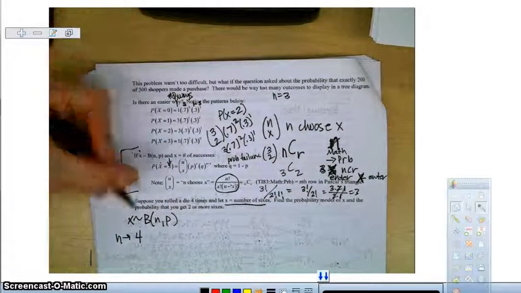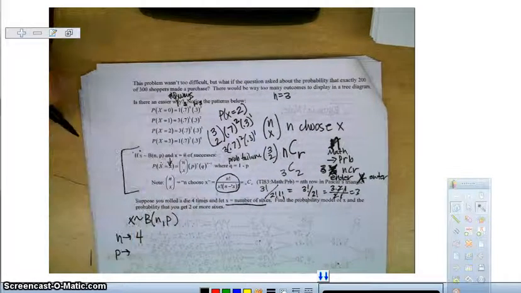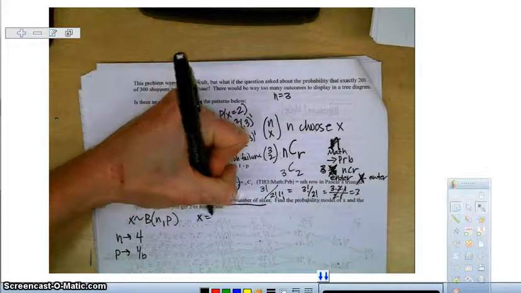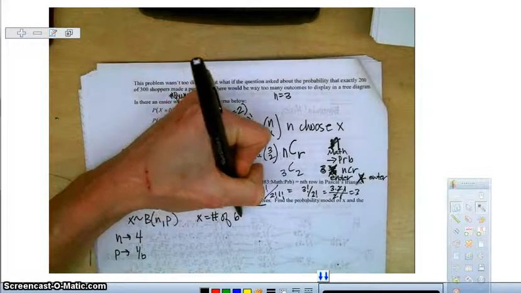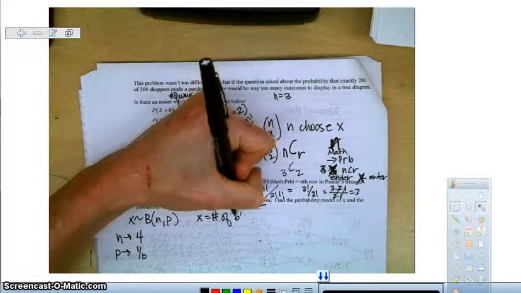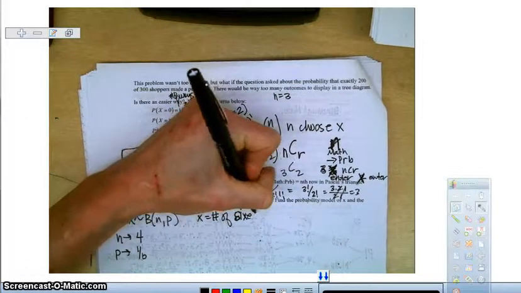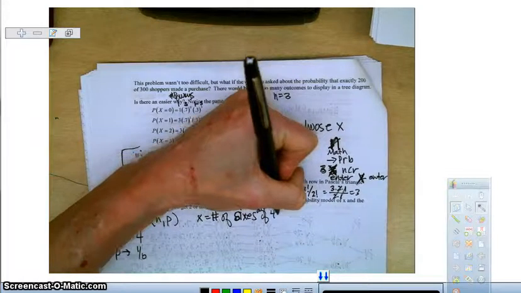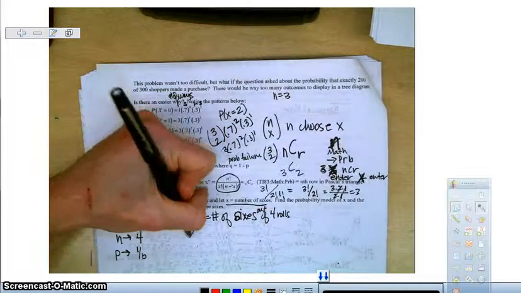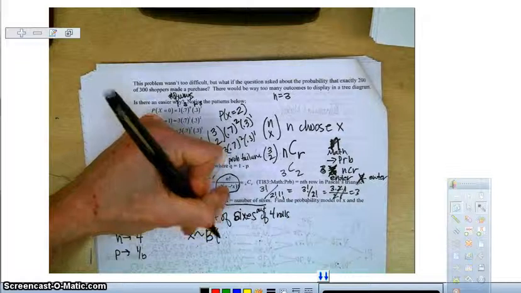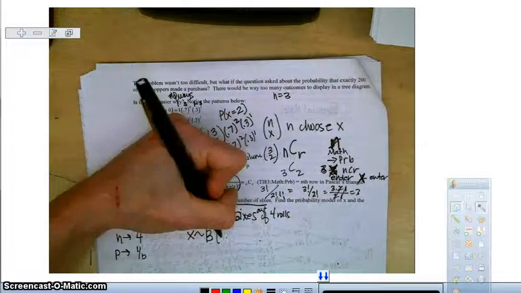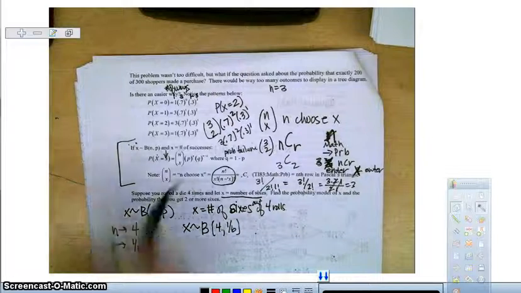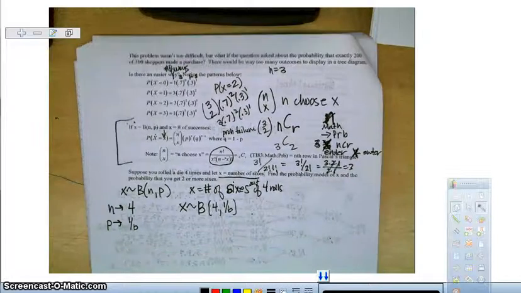And the probability of success, the probability of getting a 6, is 1/6. So x is the number of 6's that we roll out of 4 rolls. And x is approximately binomial distribution. N is 4 and p is 1/6. So that's the definition. So how many 6's could I get if I roll a die 4 times?